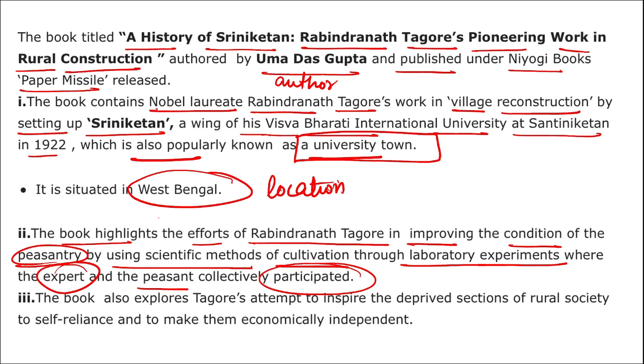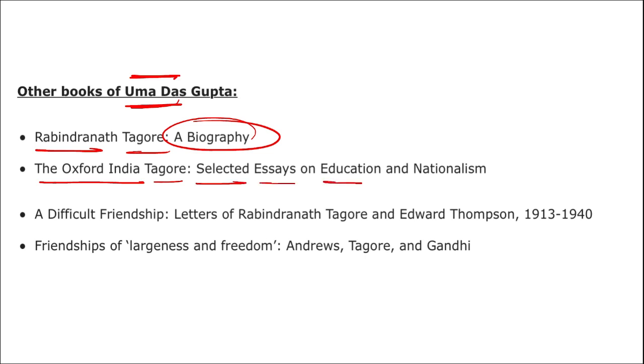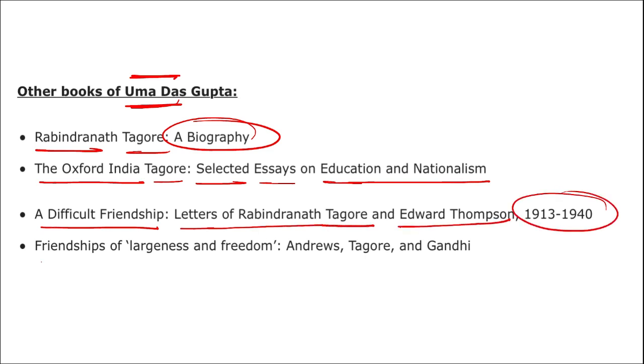Alright, this was regarding Rabindranath Tagore and Shantiniketan, which used to be known as the university town. Who set up Shriniketan? It was set up by Rabindranath Tagore, located in West Bengal. Who authored this book, A History of Shriniketan? It was authored by Uma Das Gupta. Apart from this, she has authored other books: Rabindranath Tagore, A Biography; The Oxford India Tagore, Selected Essays on Education and Nationalism; A Difficult Friendship, Letters of Rabindranath Tagore and Edward Thompson, 1913 to 1940; and Friendships of Largeness and Freedom, Andrews, Tagore and Gandhi.